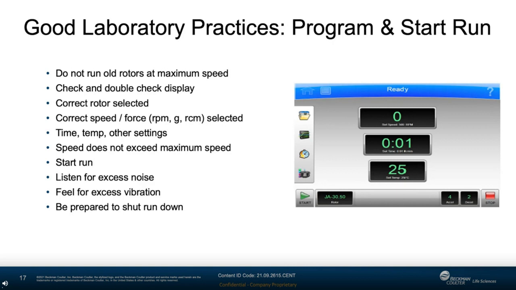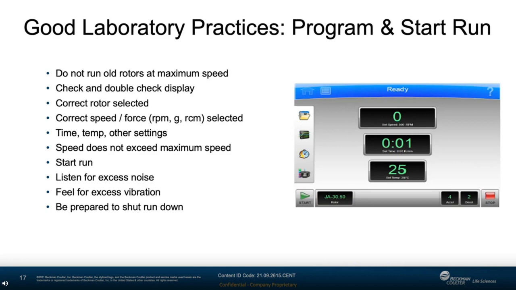When I start a run, I put my hand on the centrifuge to feel for the vibration, and I also listen to the centrifuge as it comes up to speed. There's a normal vibration and a little bit of a wobble around 700 or 800 RPM, but then the vibration settles as the speed increases. If that does not happen, or if you hear an unusual sound, shut the run down immediately.